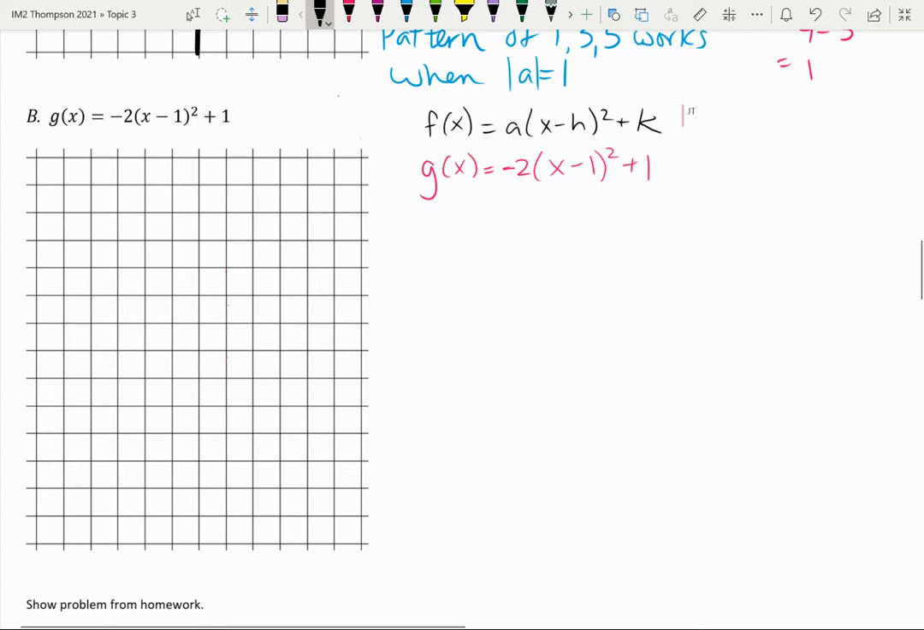This graph has an x squared, so I automatically know it's going to be a U shape. Is it going to open up or open down? Down. How do you know? Because that's got a negative in front of the whole thing. Cool. Then we look at that 2. Is that 2 going to cause my graph to be more narrow or more wide? More narrow. It's going to be skinnier. It's going to go up faster. It's going to cause it to grow faster.